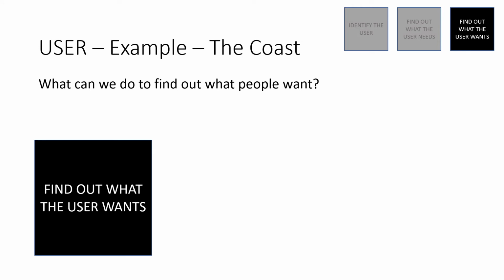What can we do to find out what people want? What people want is often very different to what they need, but what do people want? If you're interested in paddleboarders, what is it that paddleboarders want to help enjoy their paddleboarding and to make sure it's as safe as possible? How are you going to find that out? Well, there are lots of ways. Remember, what we want is quality research. So we need to be talking to the people who do the sport.